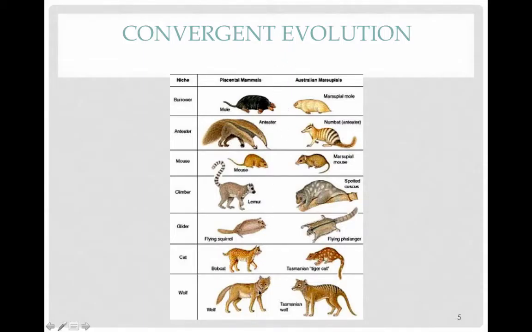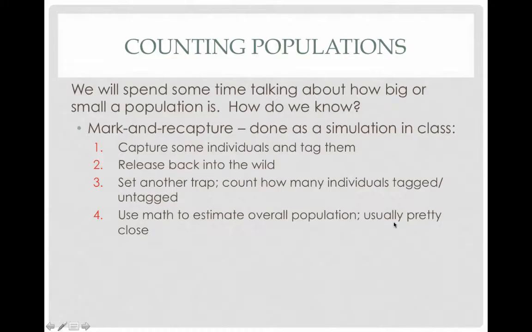Here, if you want to stop this, you can. On the left are a list of mammals, and on the right are a list of marsupials that really exemplify very well convergent evolution.